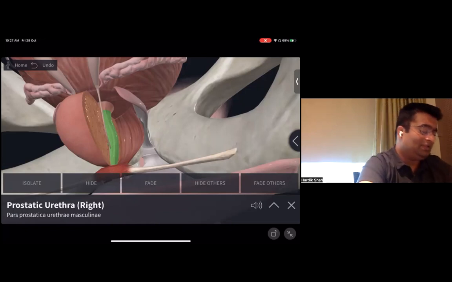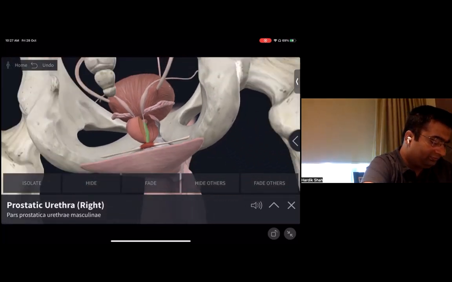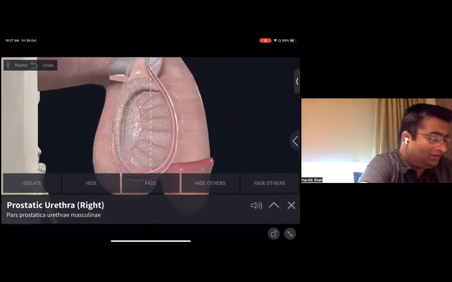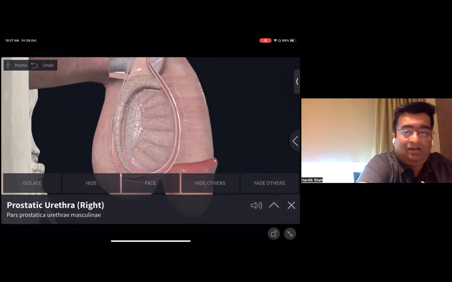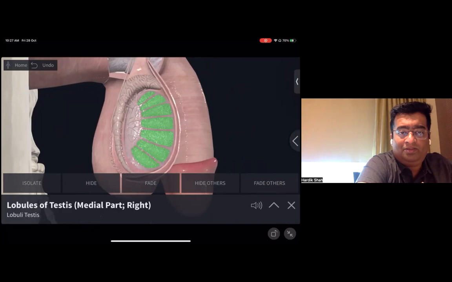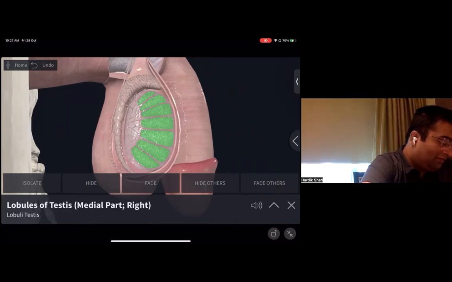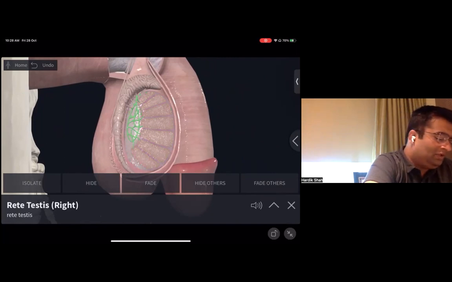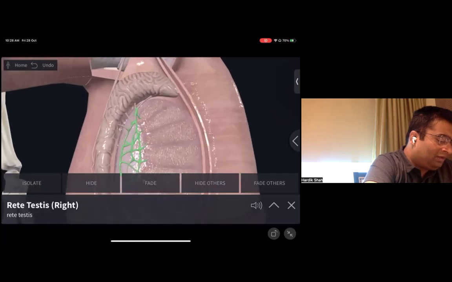Now, let us get back to the testes. I'll just highlight the structures once again before we move on to the next part of the male reproductive system. We have already seen the seminiferous tubules, which are responsible for spermatogenesis. Then you have the network of tubes, also called the rete testis. This network of tubes will receive the sperms from the seminiferous tubules and pass them on to the efferent ducts. The efferent ducts in turn then open into the epididymis.